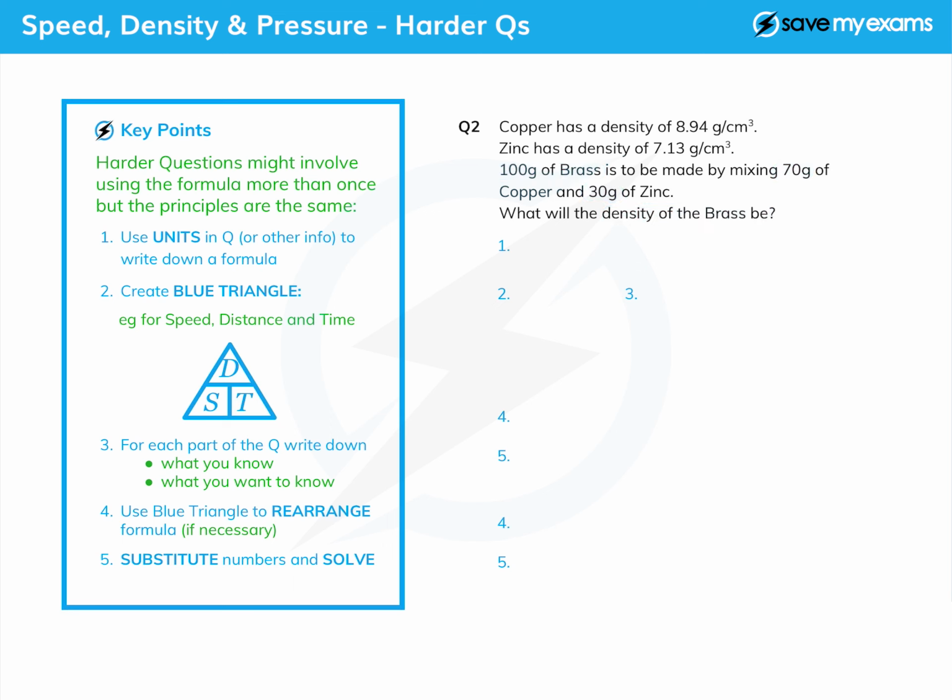So let's follow the steps. First thing we're going to do is write down the density formula. Now, if you can't remember it, don't worry. Density is grams over cubic centimetres. So again, as we did before, grams over cubic centimetres is, well, grams is mass and cubic centimetres is volume. So we've been able to write down the formula from the information in the question.